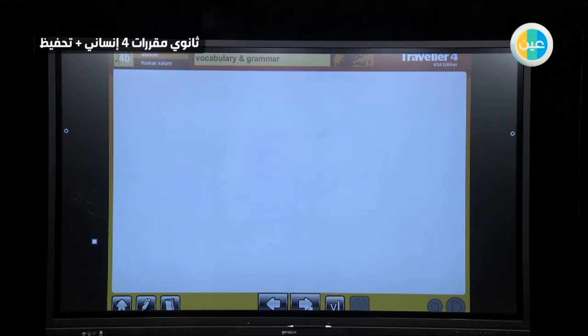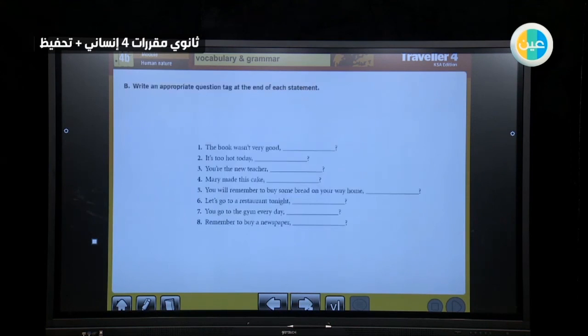Let's do the exercise for this. Write an appropriate question tag at the end of each statement. The book wasn't very good. Look here, we have wasn't. It is negative. So I have to write it here in positive. Was it? It is too hot today. It is. This is positive. So I have to write it here in negative. Isn't it? You are the new teacher. Aren't you?